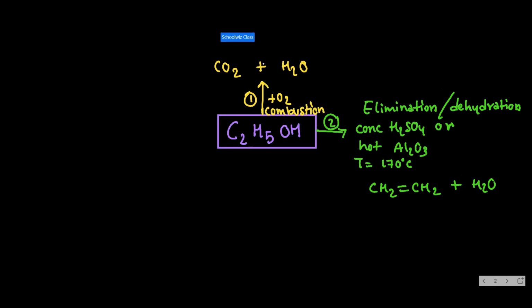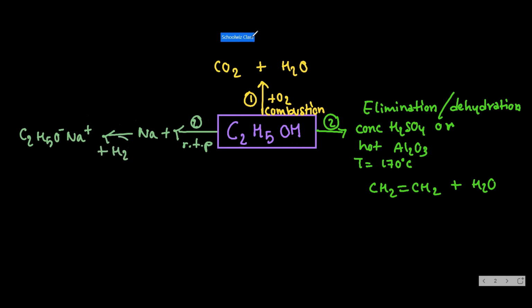Now, if you decide to react alcohols with metals, this is going to happen at room temperature and pressure because the activation energy is pretty low, and alcohols readily react with metals such as sodium. If you react it with sodium, sodium is positive and it's pretty reactive compared to hydrogen. It's going to take the position of hydrogen and form C2H5O⁻ Na⁺ and hydrogen gas.